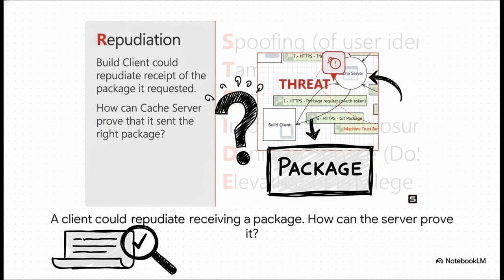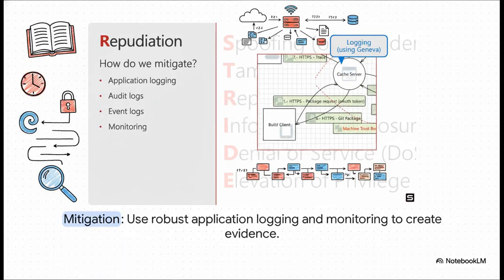Later on, that client could claim, hey, you never sent it, or maybe you sent the wrong thing. If we don't have solid proof, how can the server defend itself? It needs what we call non-repudiable evidence. So how do we build that proof?